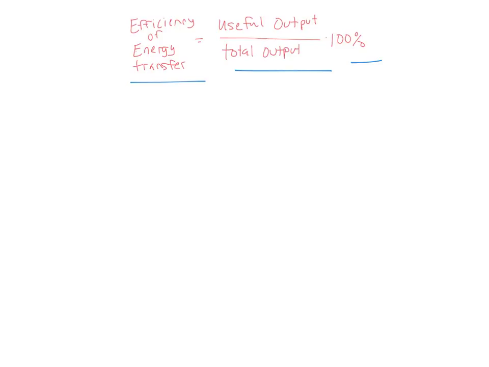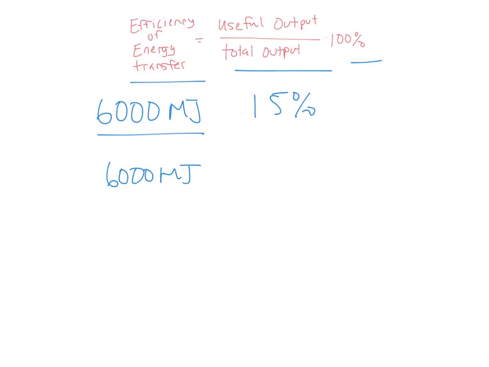An example of this: let's say we have a power plant which releases 6,000 megajoules of energy when burning coal, and let's say that it's 15% efficient. Using this formula, this represents my useful output, but we don't know what the total output is going to be, so we have to solve for that. So you're going to say 6,000 megajoules divided by X, the total output, is equal to the ratio of 15 over 100, which is just 15%.